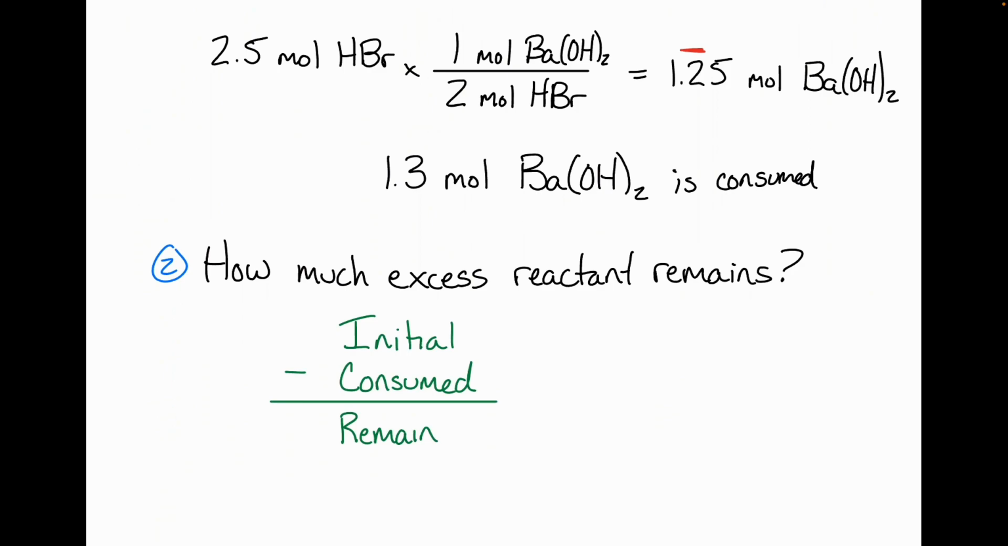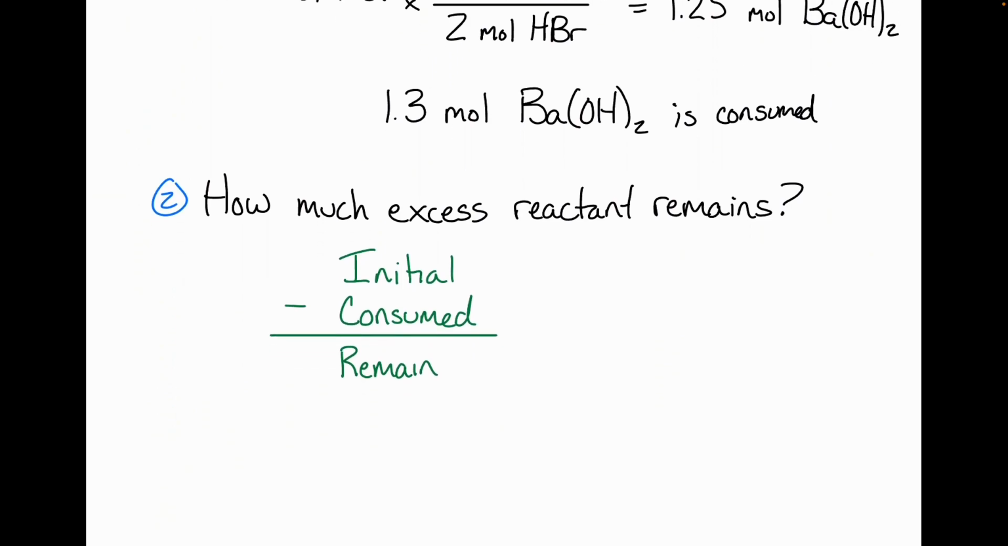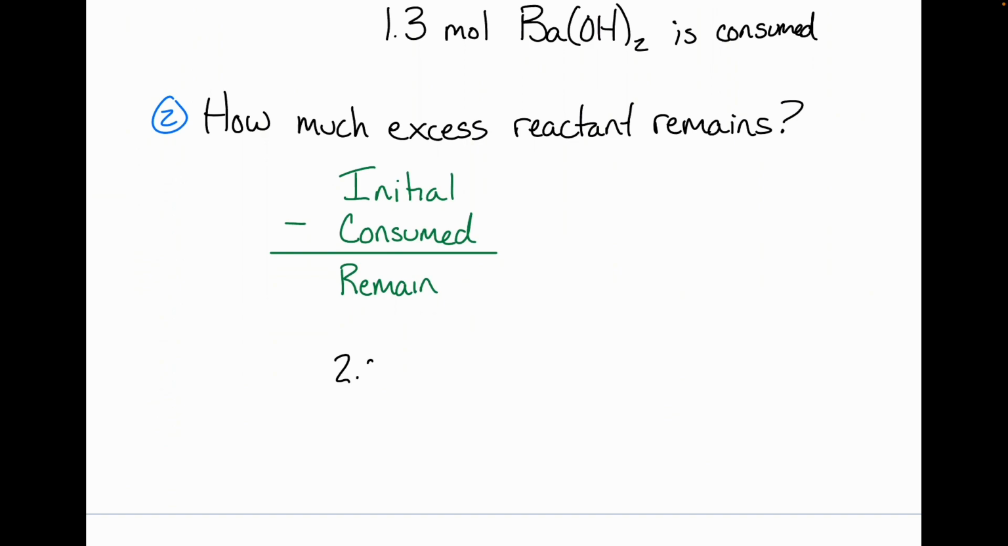Now, what makes this particularly a pain in the butt is that now we're not doing multiplication and division, we're doing addition and subtraction, right? We got to remember our addition and subtraction sig fig rules, okay? The other important thing is you're always going to use the unrounded value from your previous calculation in your math here. So I'm going to take my 2.5 moles of barium hydroxide. That was the initial amount that I had. And I'm going to subtract that 1.25 moles that are consumed.